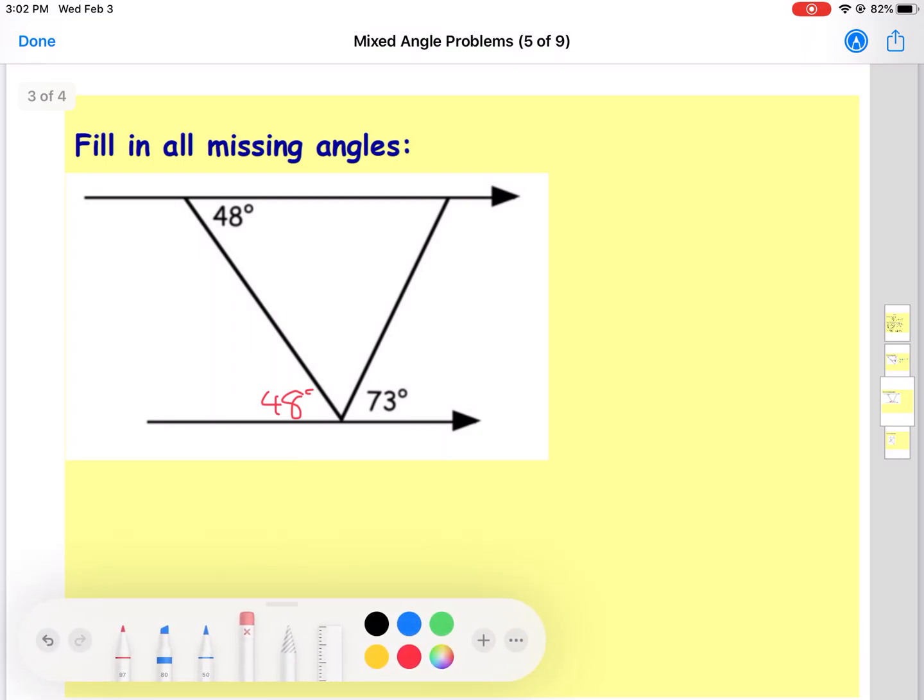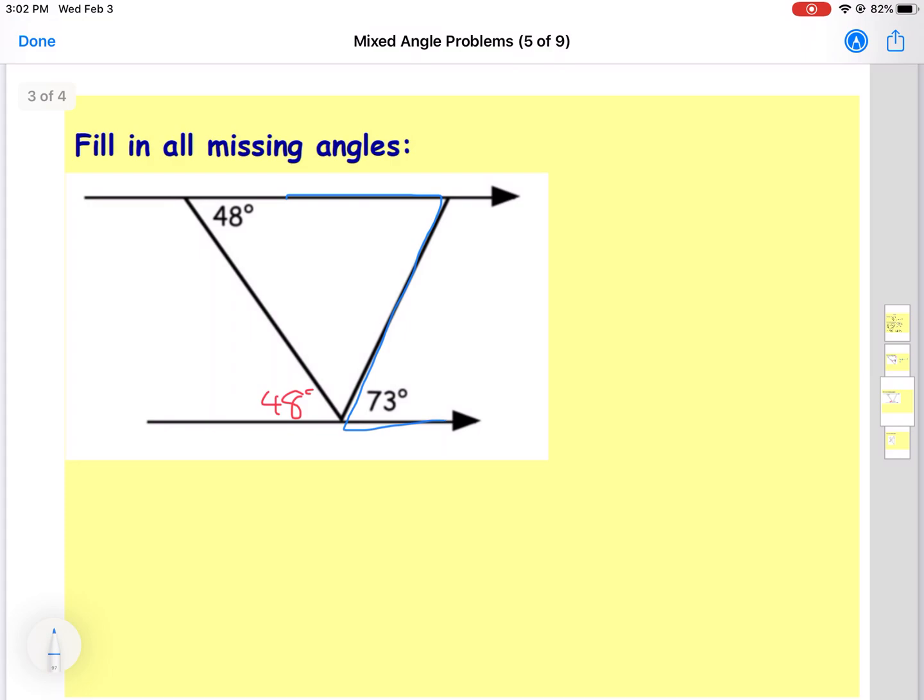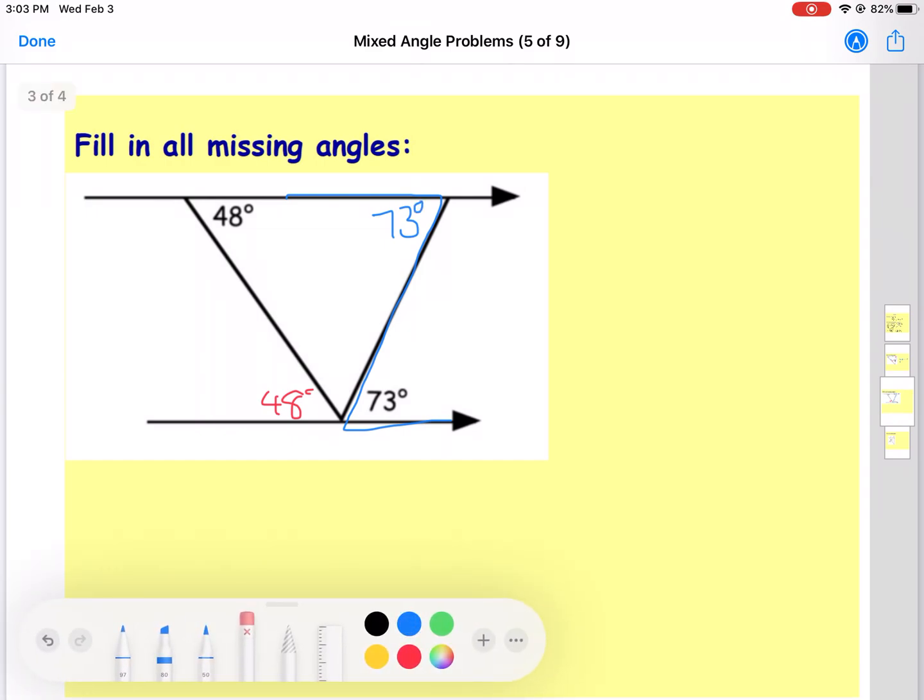I can also spot a Z angle going in the other direction here with the 73. Now the other angle up top there is contained within the Z with the 73, so it has to also be 73. Now, lastly, I've got a few angles to calculate here, okay?